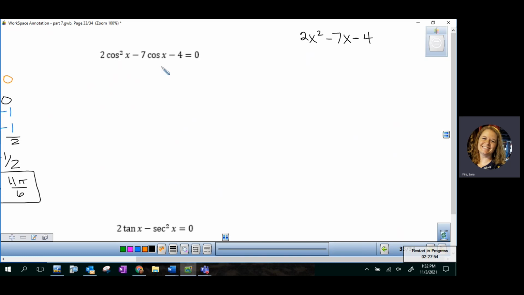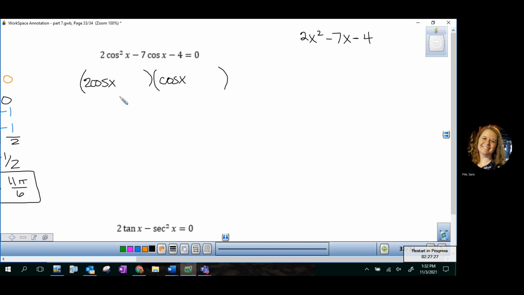I'm actually going to show you a couple of ways to do this one. The a value is not a 1, but it is prime, meaning the only factors are 1 and itself. So I know instead of splitting to x and x, it's going to have to be 2x and x, right? Or in this case, 2 cosine x and cosine x. Those are the only factors of that a term right there. Y'all with me?